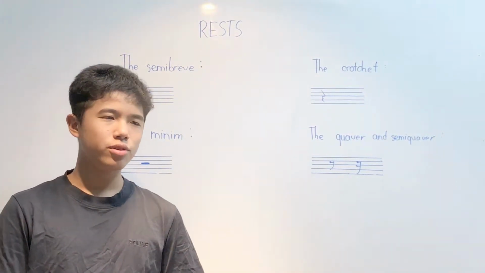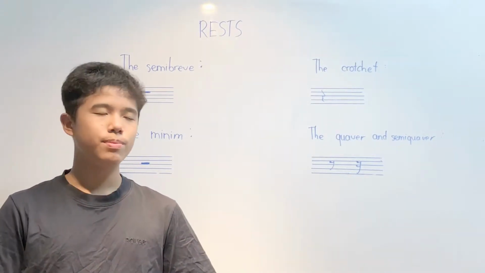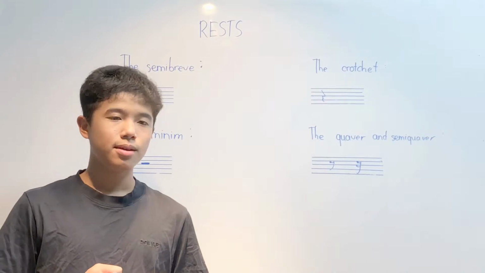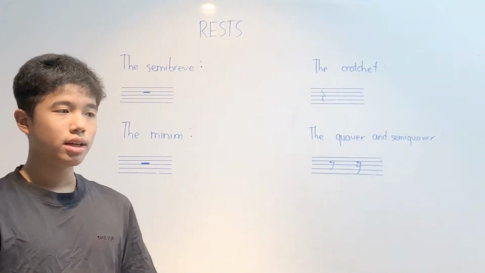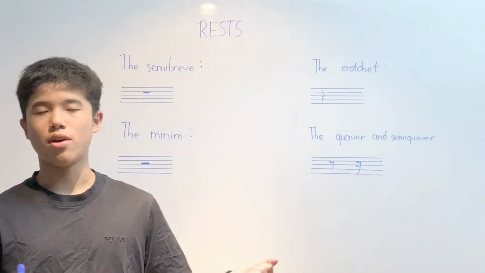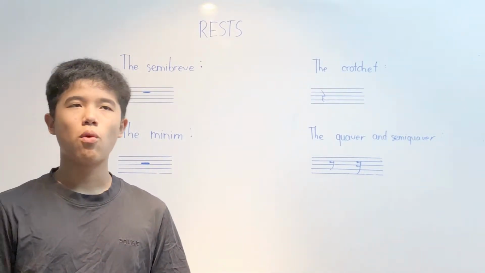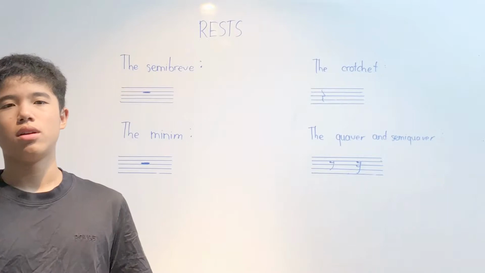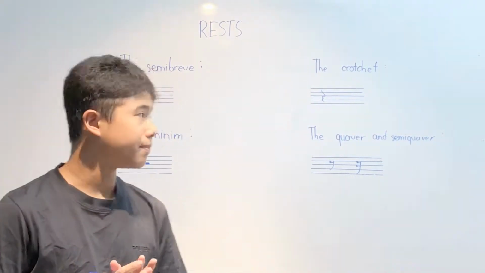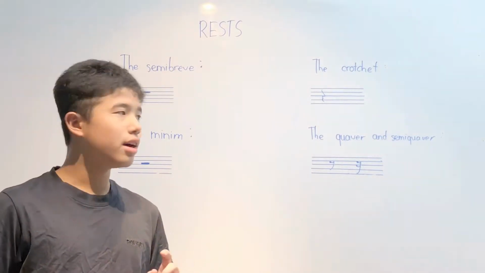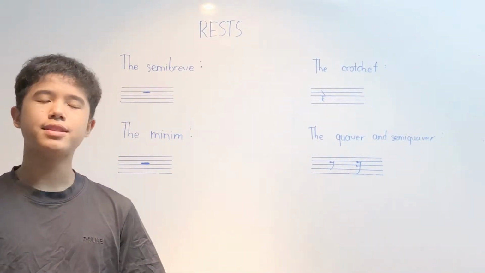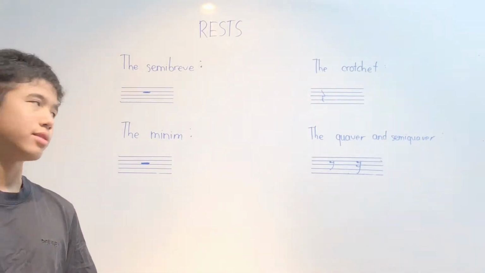Rest means you must rest. Rest means you have to relax. A rest is a symbol meaning you won't do anything with your instrument. You won't make a sound anymore. You stop for a certain amount of time. Together, we're going to learn about, I think, 5 types of rest.